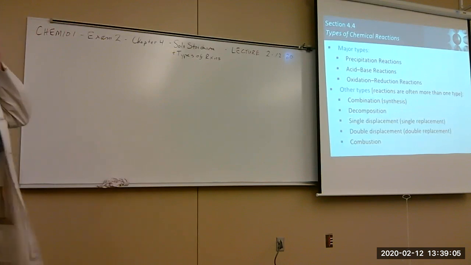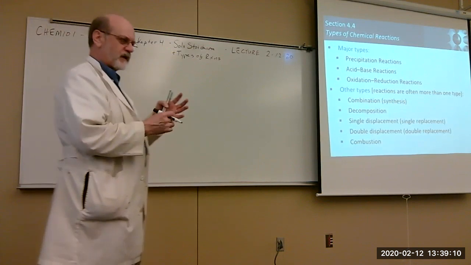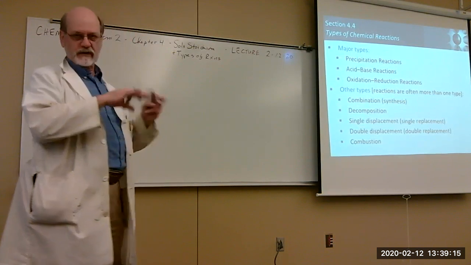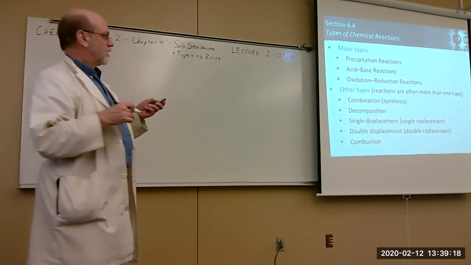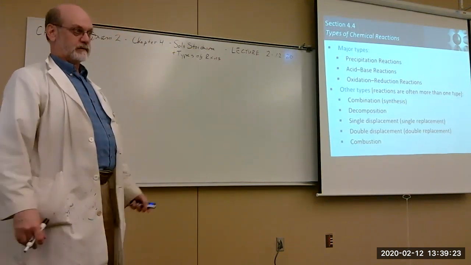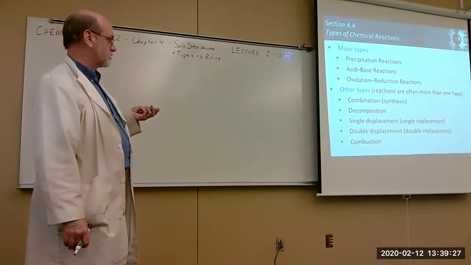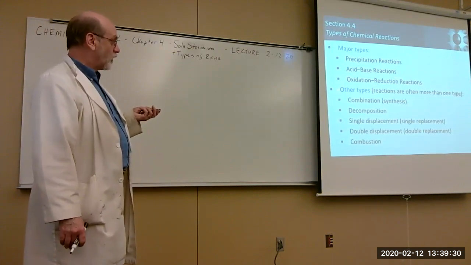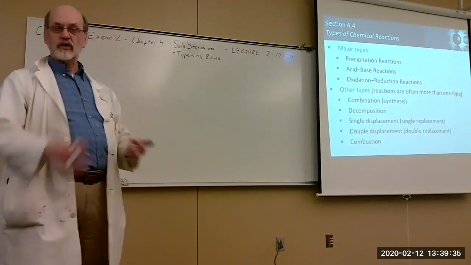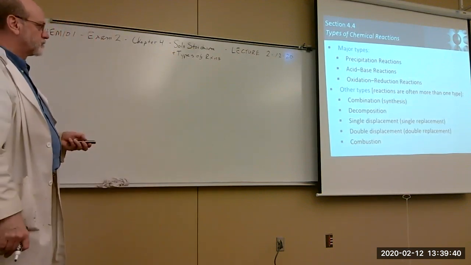Okay, types of reactions. We can divide reactions into certain types, and they will fit in these categories that I haven't explained yet. But one reaction could be multiple types. You could have an oxidation reduction reaction, which is also a double displacement or a combustion. It could be multiple types. So we just need to define what they are.